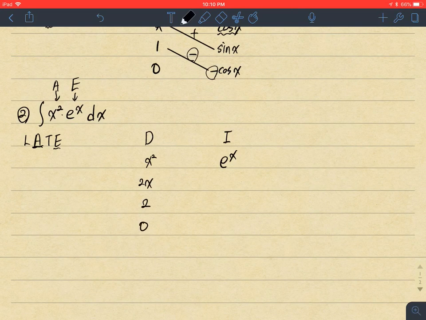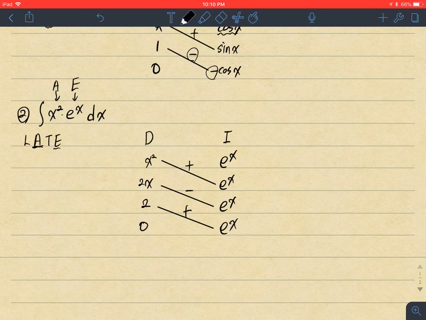And if you take the antiderivative of exponential x, it just stays the same, right? Exponential x. You connect those two, connect those two, connect those two. Total sign, plus minus plus. That's it. x squared e^x minus 2x e^x plus 2e^x plus c.